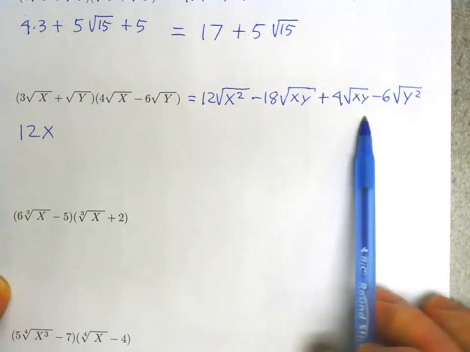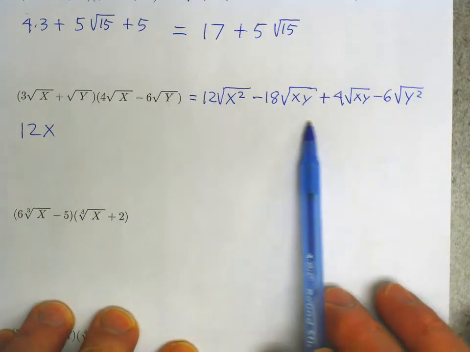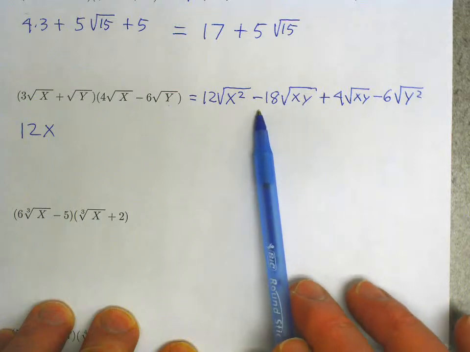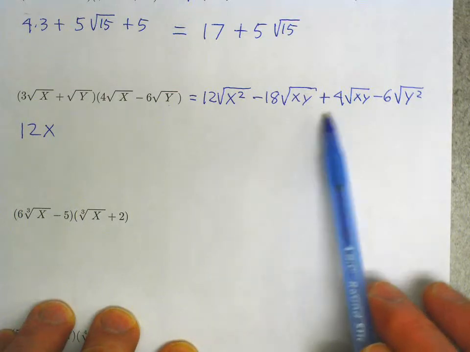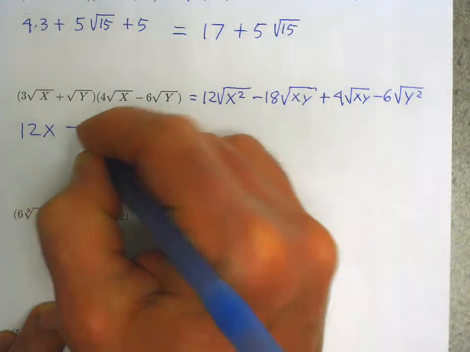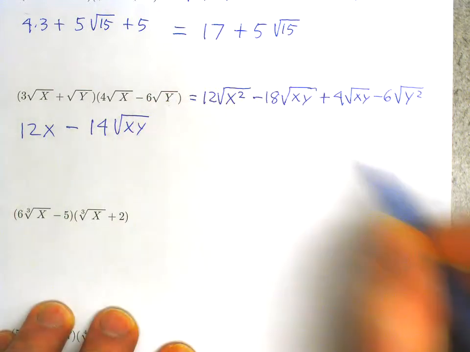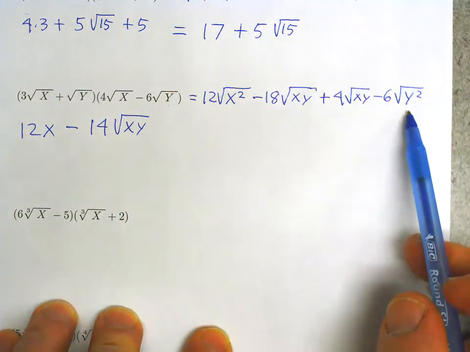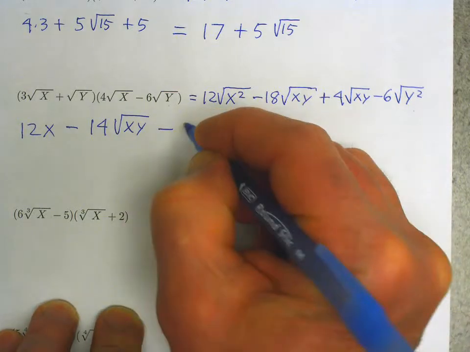The two middle terms are like radicals, so we can combine those. Minus 18 times the square root of xy plus 4 times the square root of xy is equivalent to minus 14 times the square root of xy. And then the term on the right, the square root of y squared is y, so the term on the right is minus 6y.